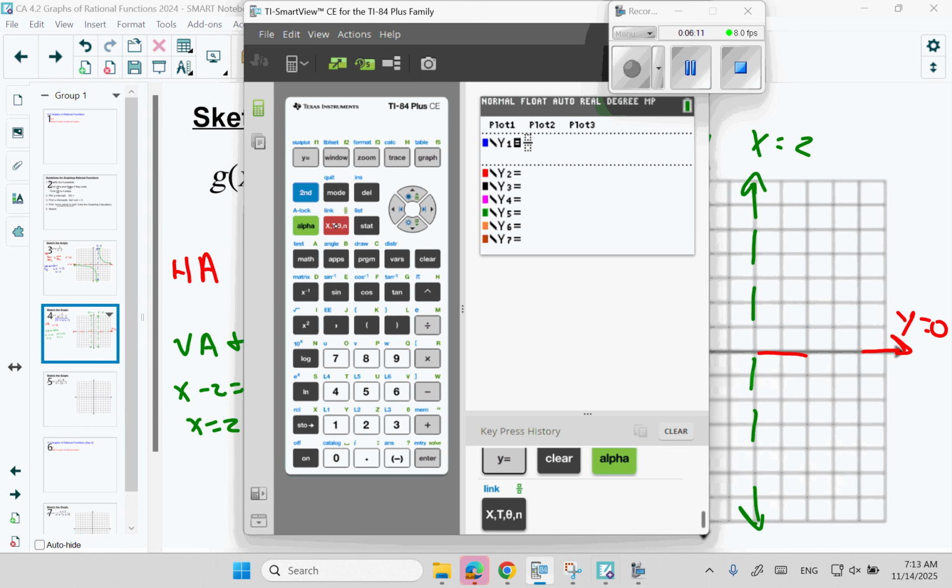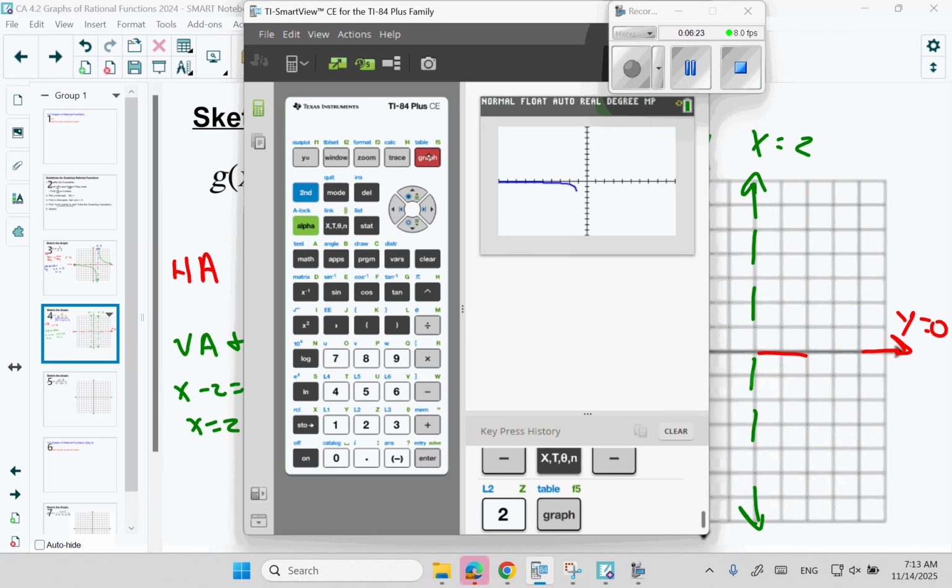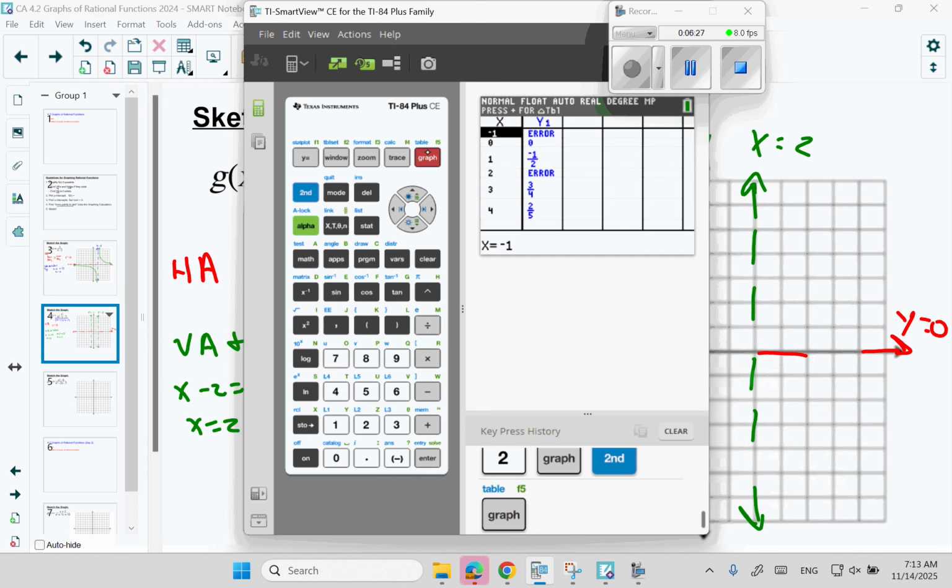So let's see. Get x squared. Oh, is exactly what I get. So let's get some values here. 0, 0 works.